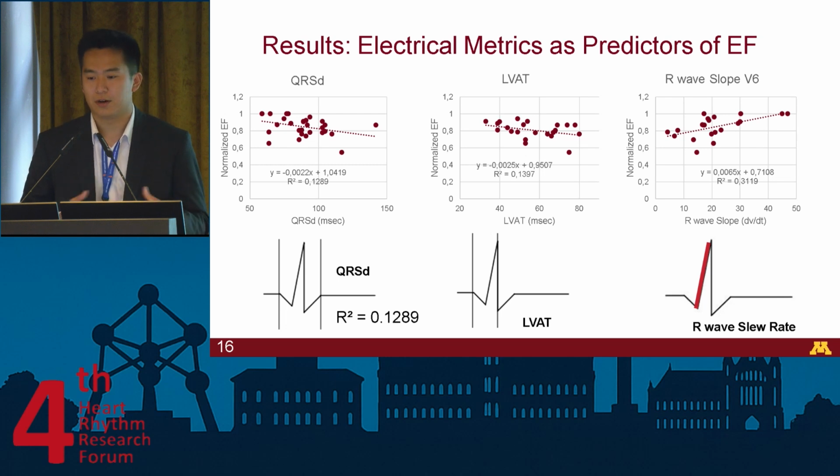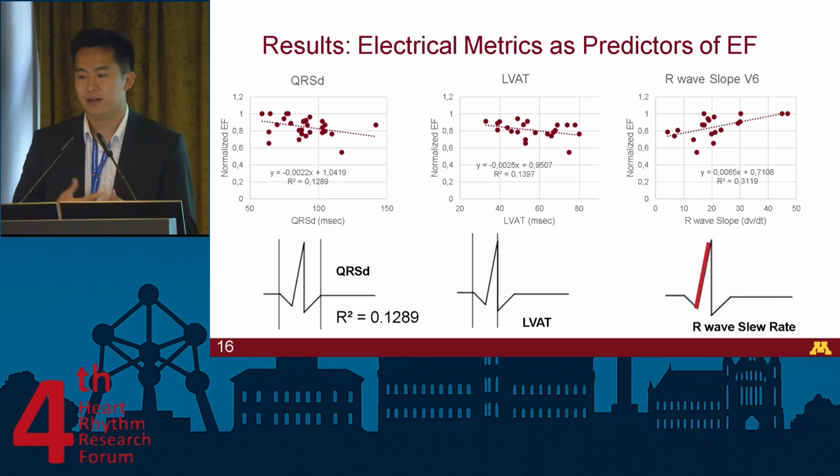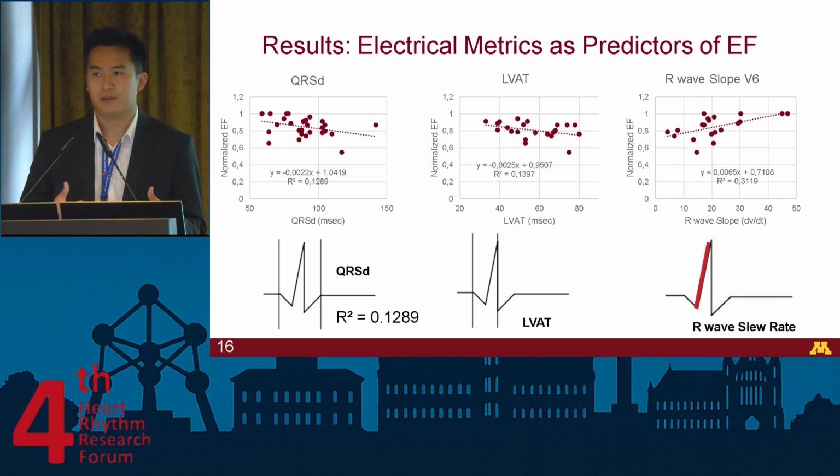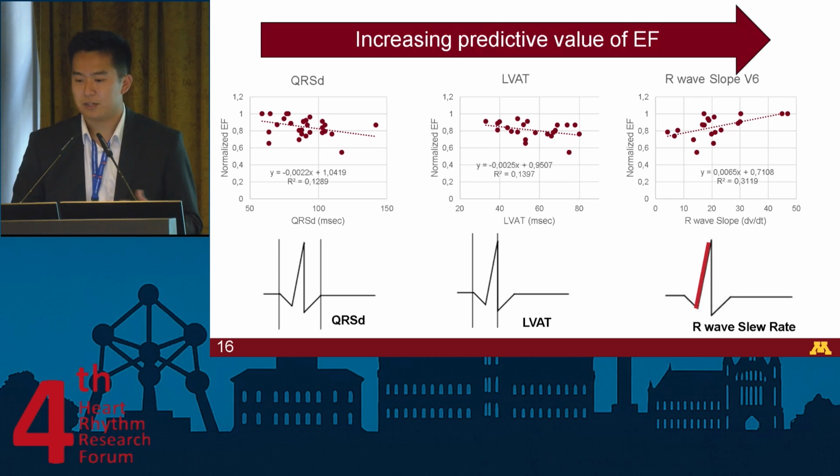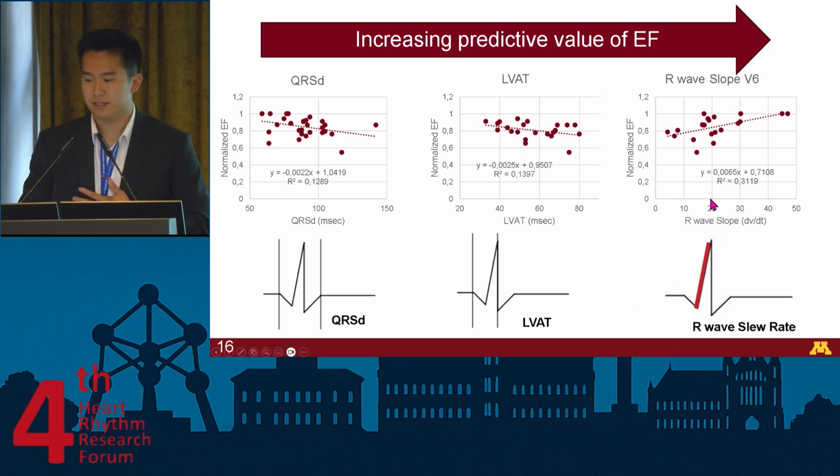So onto the results. Here are our electrical metrics as predictors of ejection fraction. By normalizing ejection fraction to baseline, we find that QRSD, LVAT, and R wave slope in V6 seem to correlate relatively well. Of course, this is only an N of 5, so we could increase this and hopefully would have more predictive value. But we see that as we go across the septum, each one of these provides a different picture of what's going on in the ventricle, as QRSD may not be fully descriptive of the morphology of the QRS complex. And as we can see here, the R wave V6 had the most predictive value.